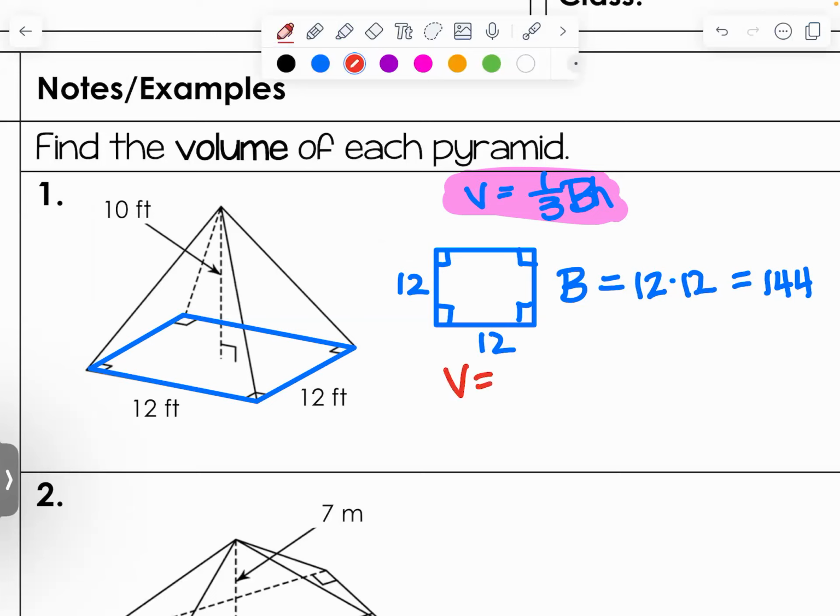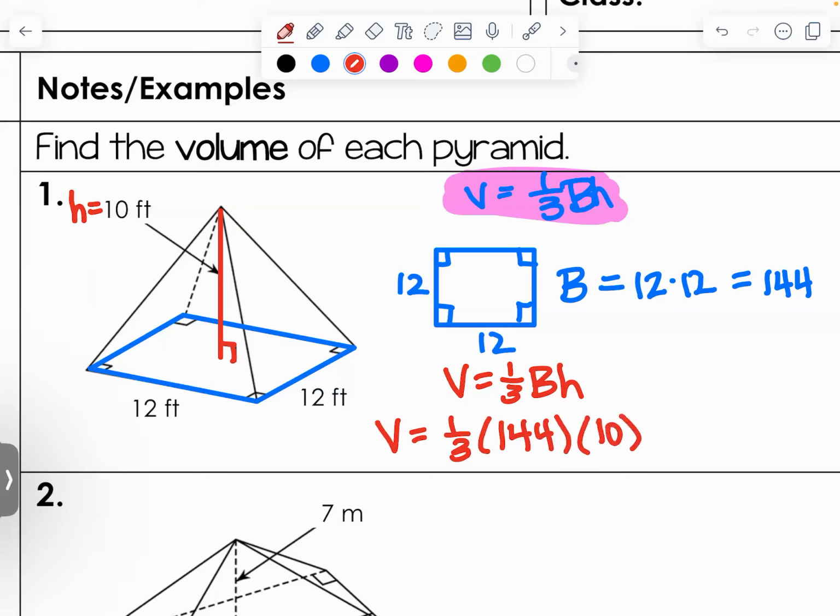So now, Tatum, what's the height of our pyramid? 10. Okay. So the height is whatever segment is connecting the tippy top point to the middle of the base. So in this case, it's 10. So if we want to do 1/3 area of the base times the height, we found the area of our base to be 144 and our height is 10.